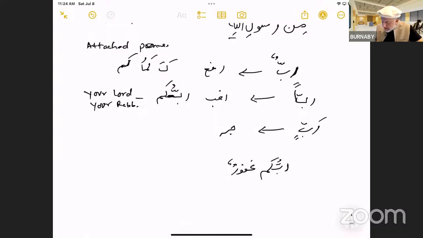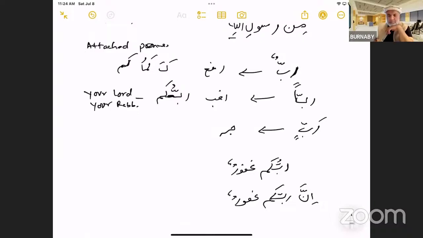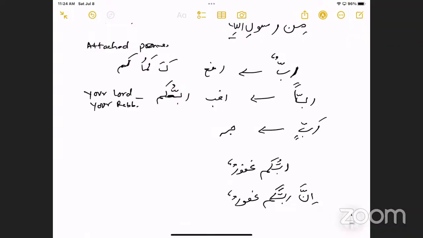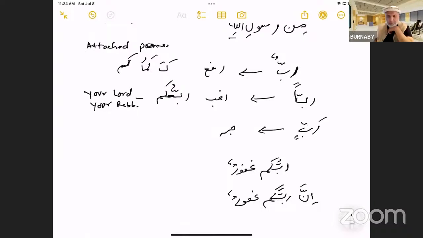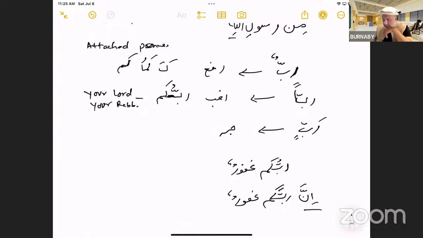If I say indeed, inna, what will be the status of Rabb? Nasab. Inna rabbakum ghafurun. Follow? You see in the Quran, when you read next time, you will see these differences. Rabbukum, rabbakum. Does that change the meaning? No, but it changes the status because inna requires nasab.